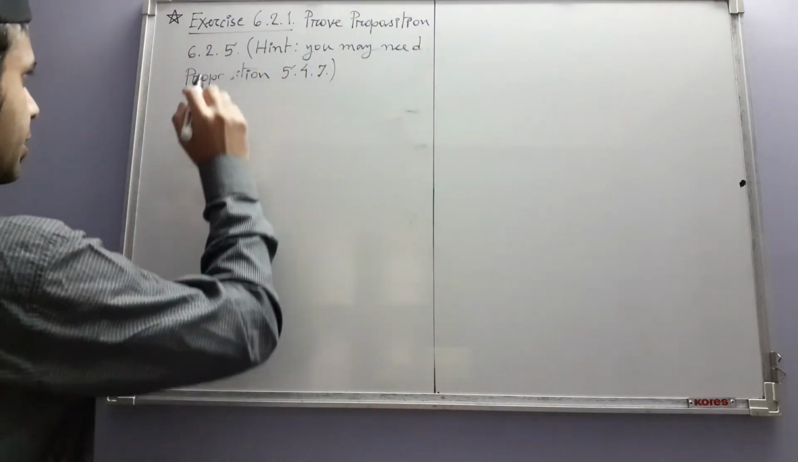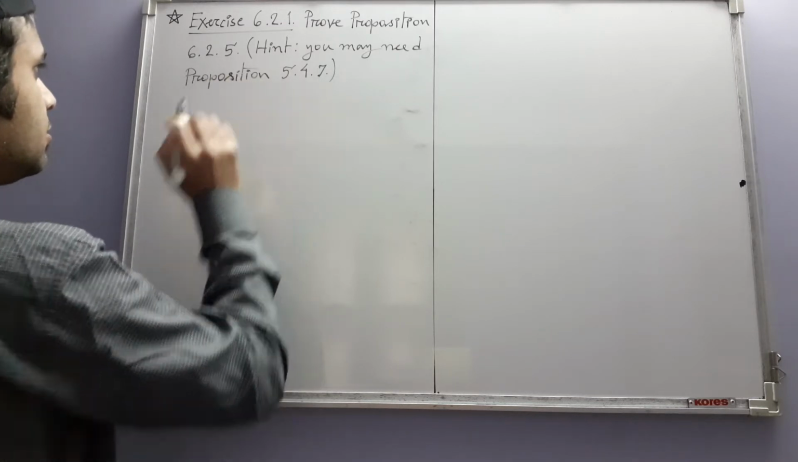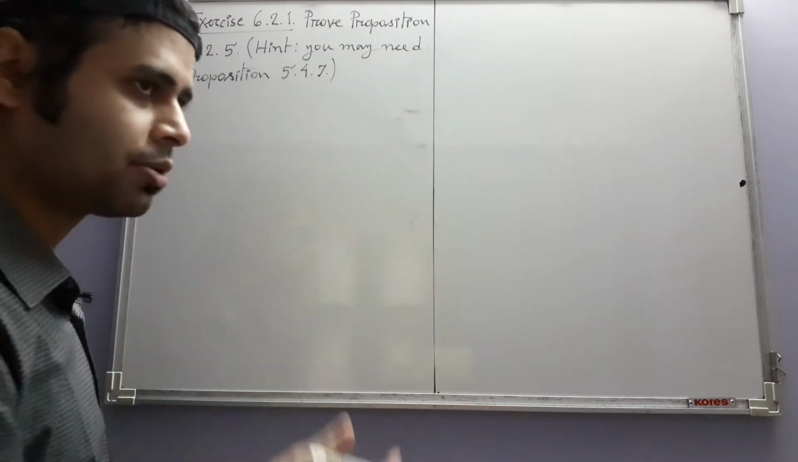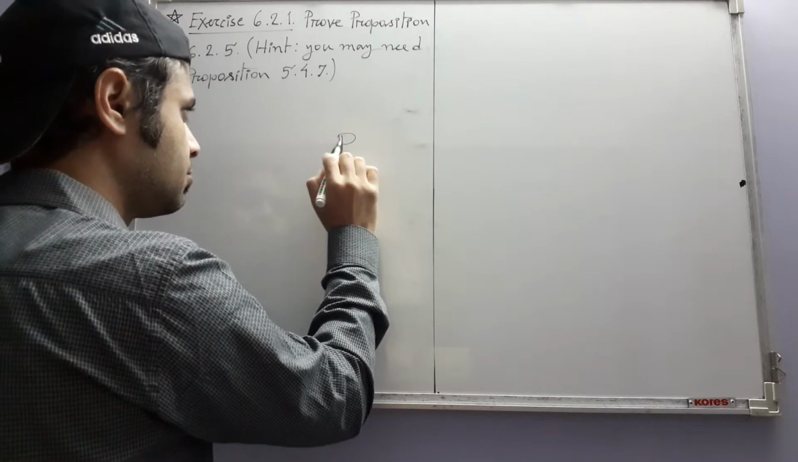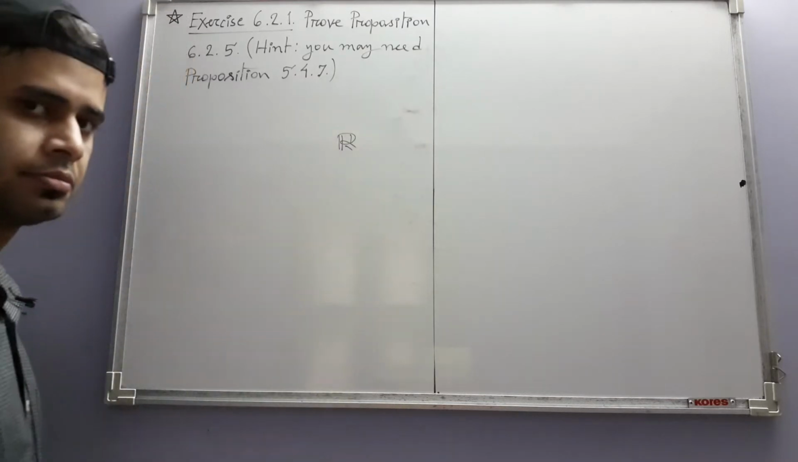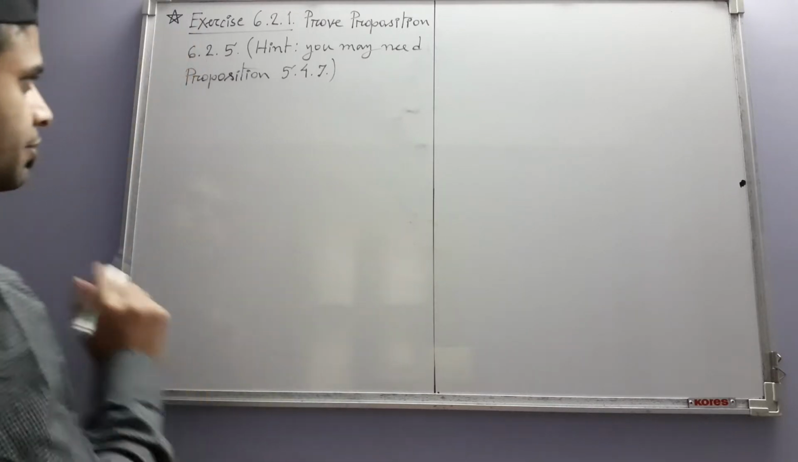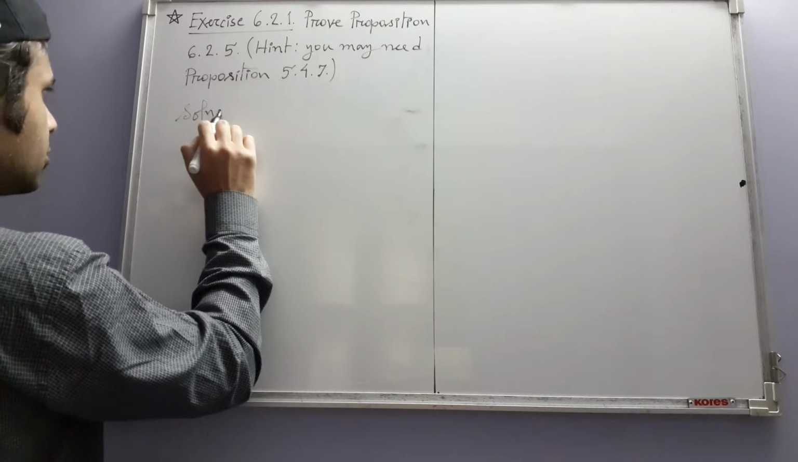And there is a hint also. It says that we may need this proposition, which is just these properties but in the system of real numbers, which we have already proved before. So we will use that. Let us now write the solution.